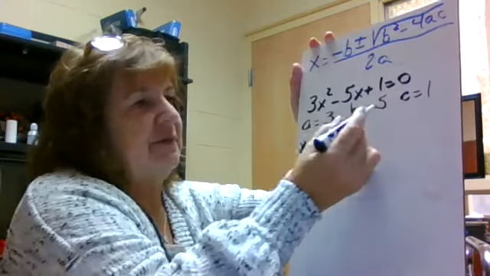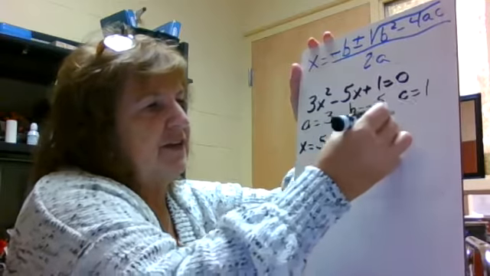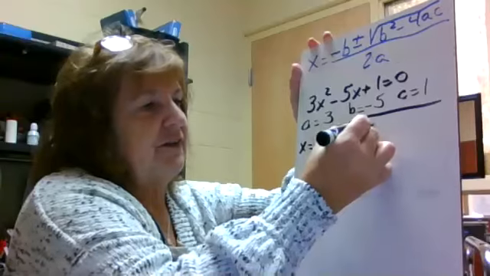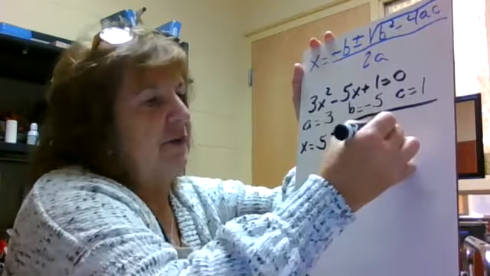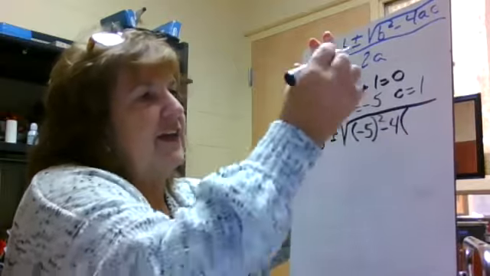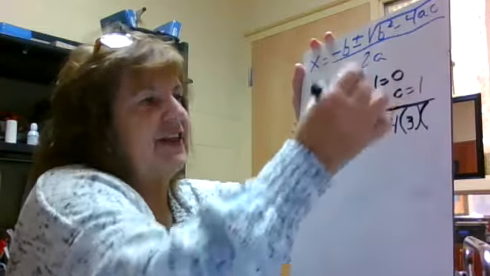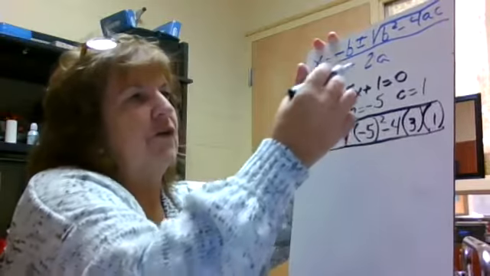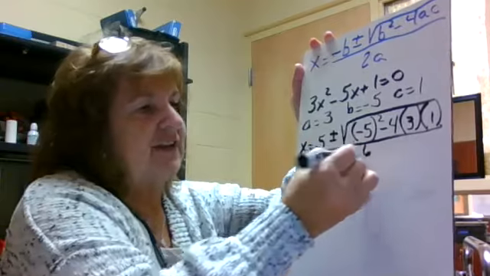The opposite of the B number is 5, plus or minus the B number, -5, squared, minus 4 times the A number, which is 3, and the C number, which is 1, all over 2 times A. Well, 2 times A is 6.